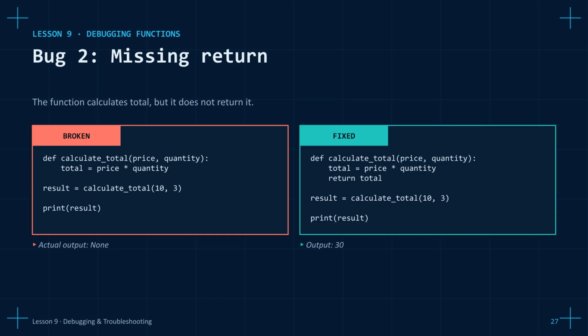A missing return statement is a very frequent function bug. If your function performs a calculation but doesn't return the result, the caller receives None. Ensure your functions explicitly return the value they compute, so the main program can successfully use that data.